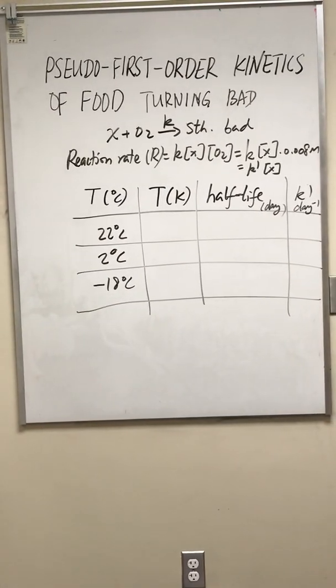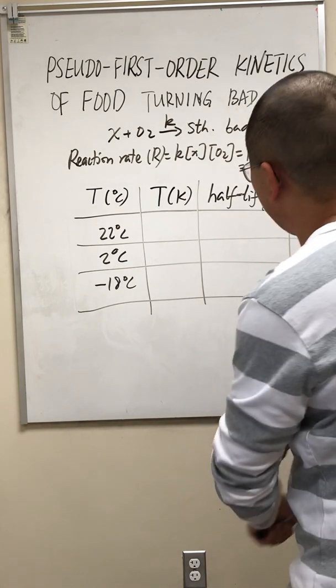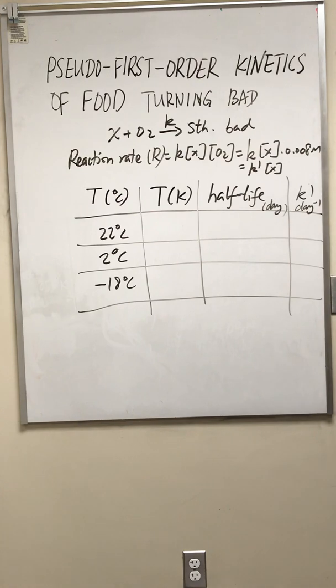I'll be talking about the kinetics of food turning bad today. We're going to make a lot of approximations and assumptions. First, I'm going to assume there's something in the food. I'm going to call that X. The mysterious X reacts with oxygen and forms something really bad.